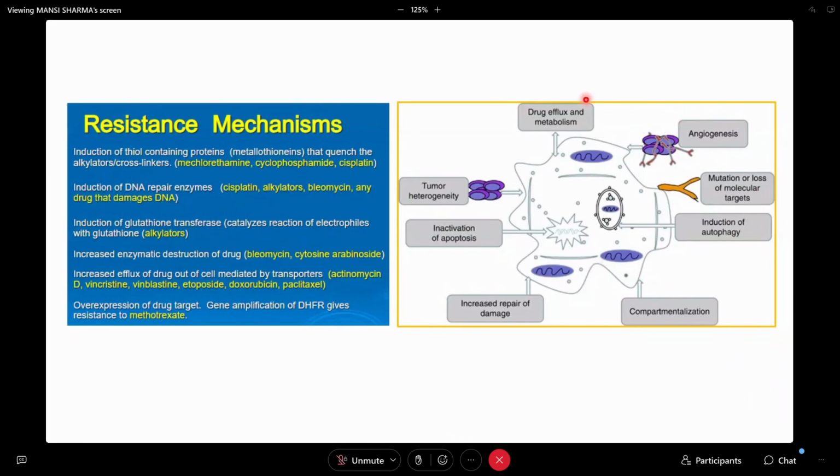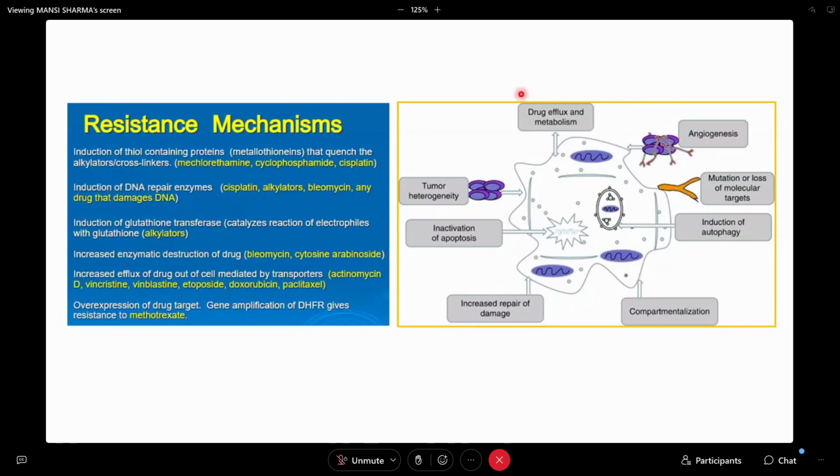How do resistance mechanisms work for different drugs? There is induction of thiol-containing proteins that quench the alkylators and cross-linkers. There's induction of DNA repair enzymes, which repair the DNA damage that these drugs cause. There is induction of certain enzymes, which catalyze the reaction of these particular agents and are needed for their activity. There is increased enzymatic destruction of the drug. There is compartmentalization of the drug. There is increased efflux of the drug out of the cell.